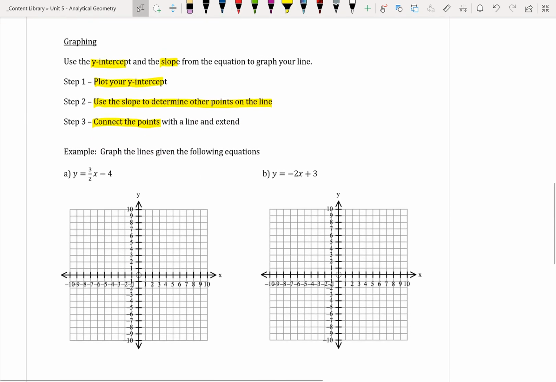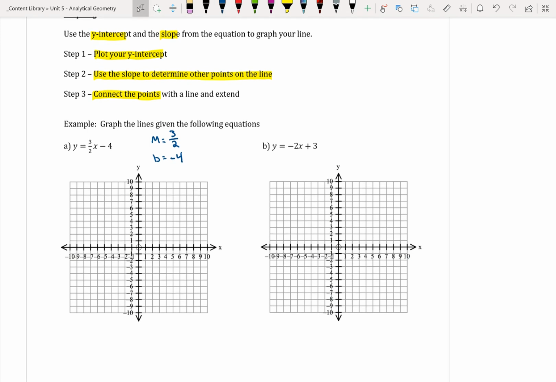So let's look at example A. Here I have y equals 3 over 2x minus 4. So I need two pieces of information out of this, the m value and my b value, or my slope and my y-intercept. My slope is 3 over 2. It's the number that's with the x, or you can think of it as the multiplier. And b is the leftover number, or the constant on its own, so negative 4.